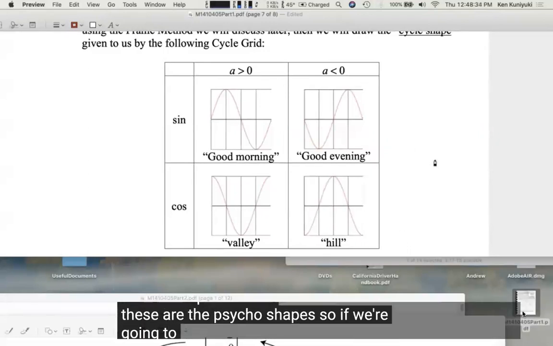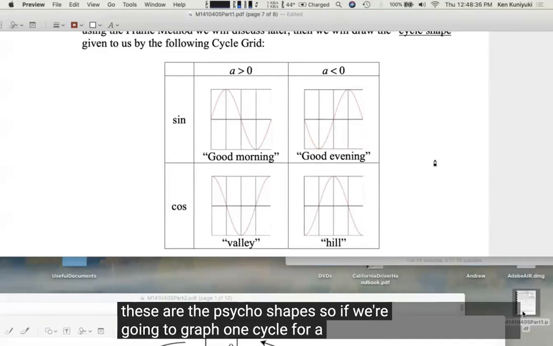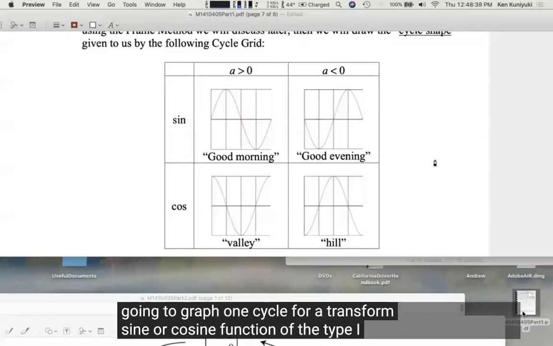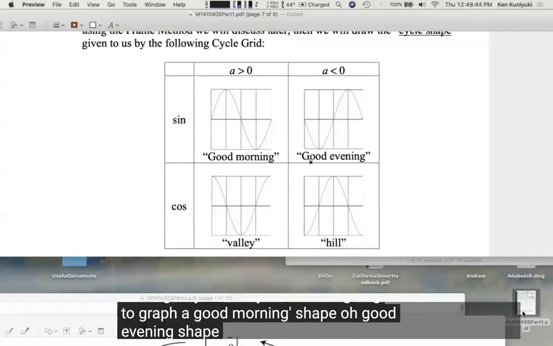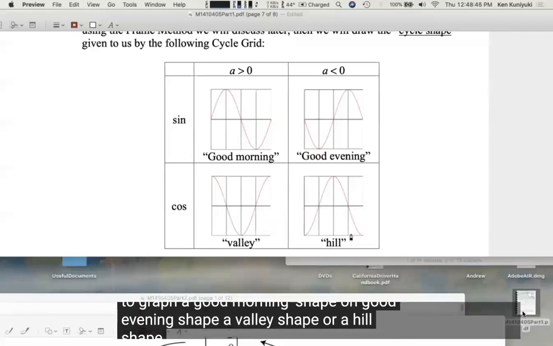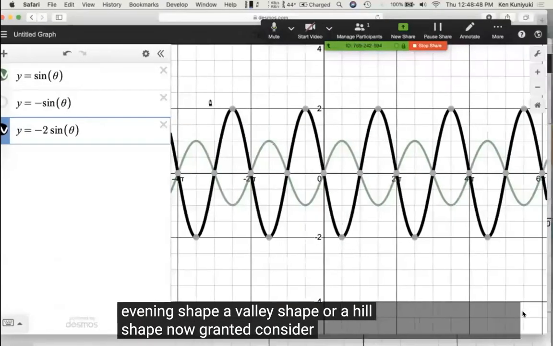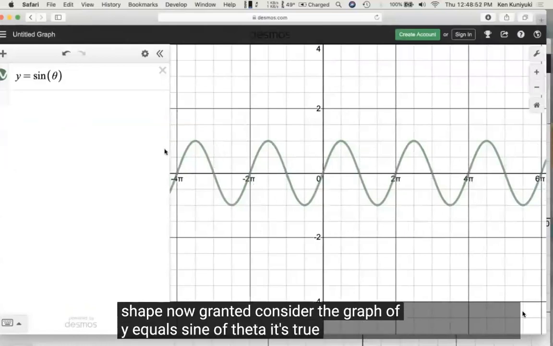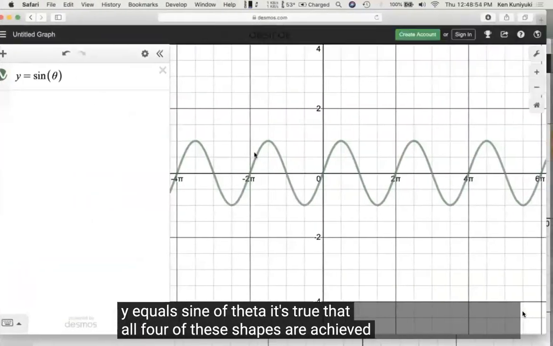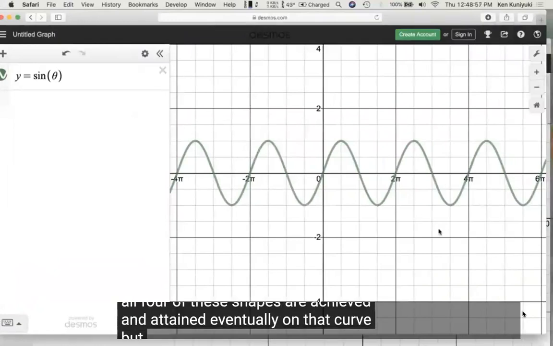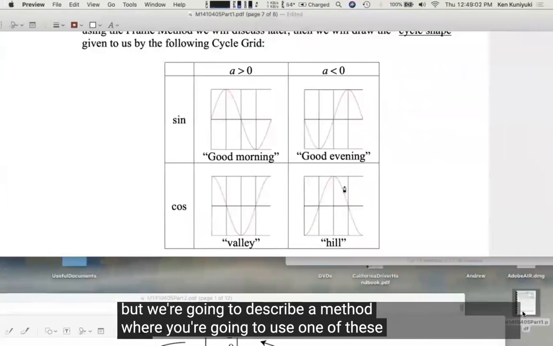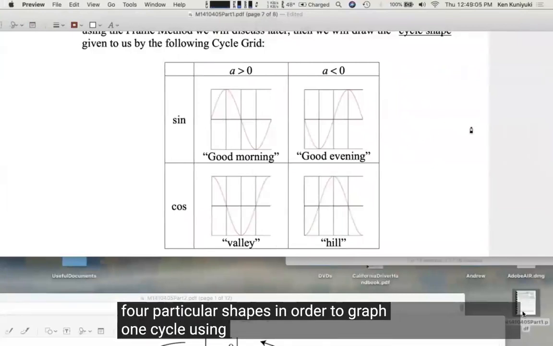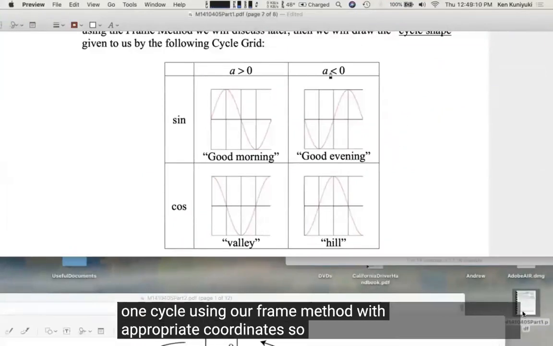So if we're going to graph one cycle for a transformed sine or cosine function of the type I could give you, then you're either going to graph a good morning shape, a good evening shape, a valley shape, or a hill shape. Now granted, consider the graph of y equals sine of theta. It's true that all four of these shapes are eventually attained on that curve, but we're going to describe a method where you use one of these four particular shapes in order to graph one cycle using our frame method with appropriate coordinates. So remember these four shapes.